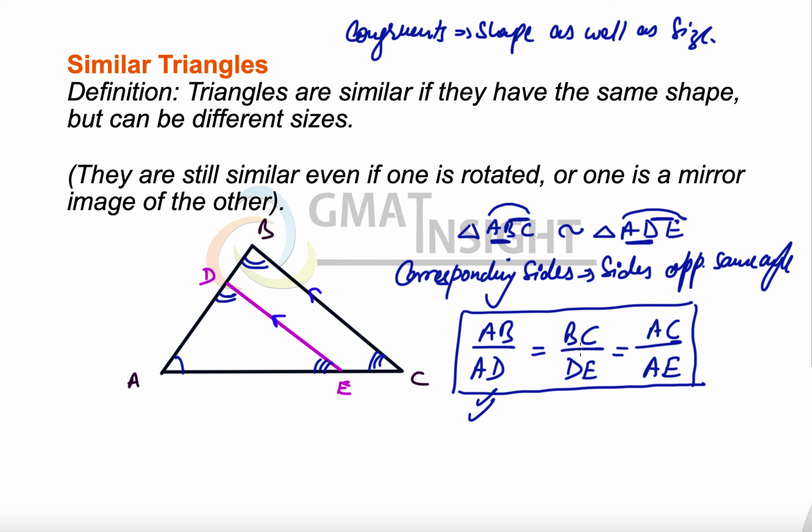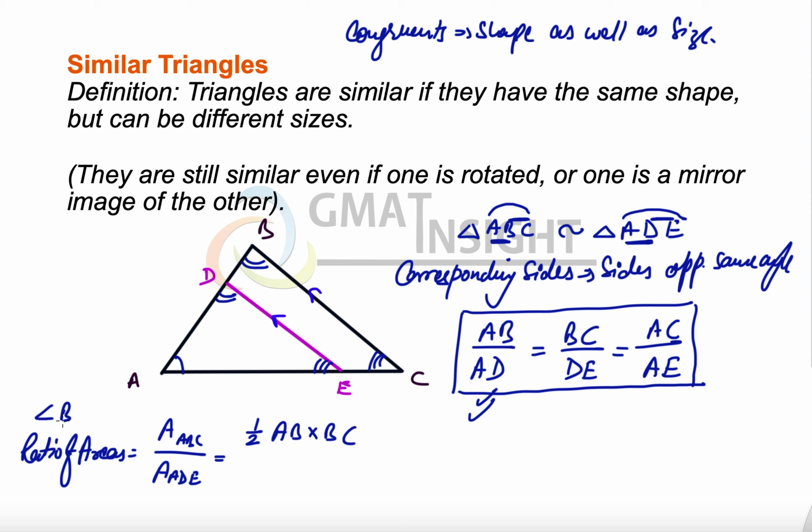Another very important fact about similar triangles is the ratio of their areas. Now, let's understand how to find the ratio of areas. If I am looking at the ratio of the area of triangle ABC in the numerator and the area of triangle ADE in the denominator, then for the first triangle the area can be represented as half of base times height. Let's assume these are 90 degree angles. So I'm taking the base as AB and the height as BC for triangle ABC, and I'm assuming that angle B is equal to 90.